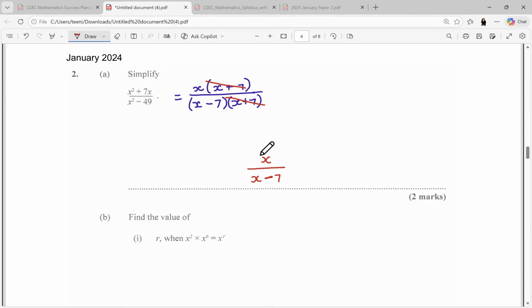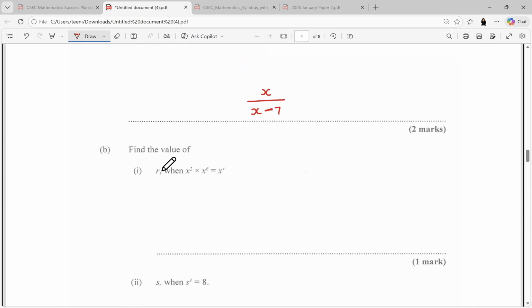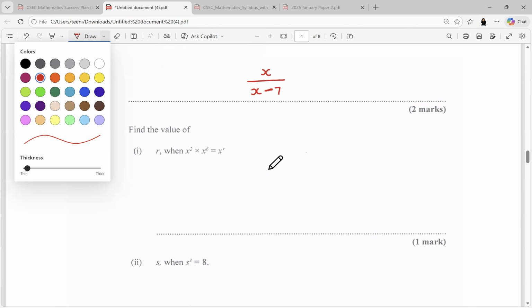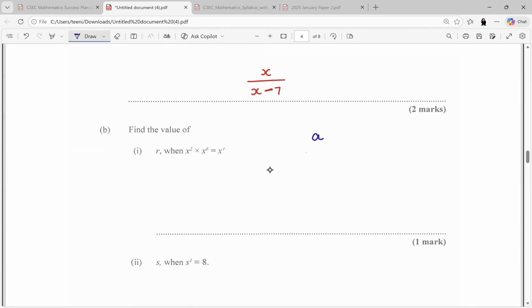Next, find the value of r when x squared times x to the power of 6 is equal to x to the power of r. So I'm going to refresh your memory with the laws of indices. If you have a to the power of m and you multiply by the same number a, to the power of n, it would be a to the power of m plus n. So when you are multiplying by the same base, you add the indices.